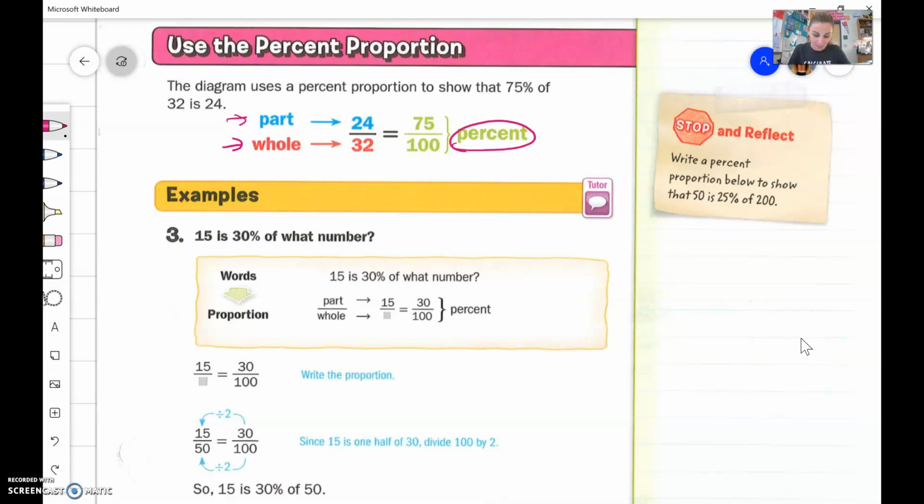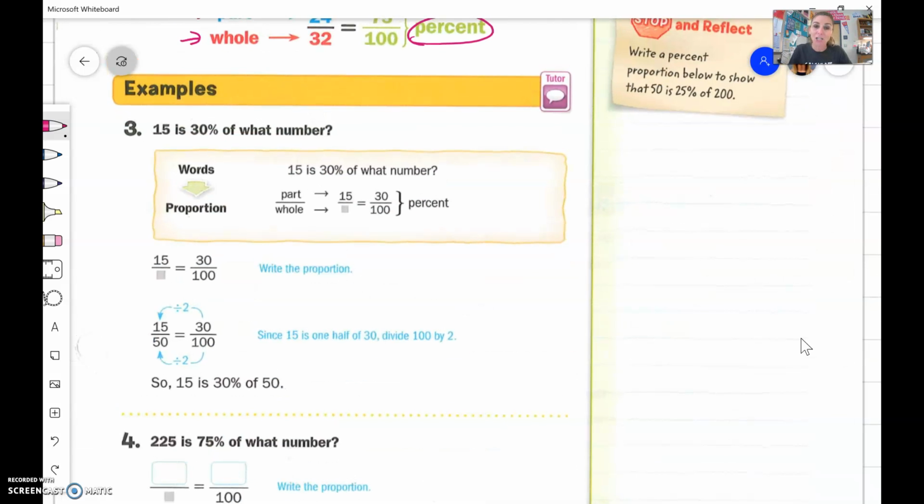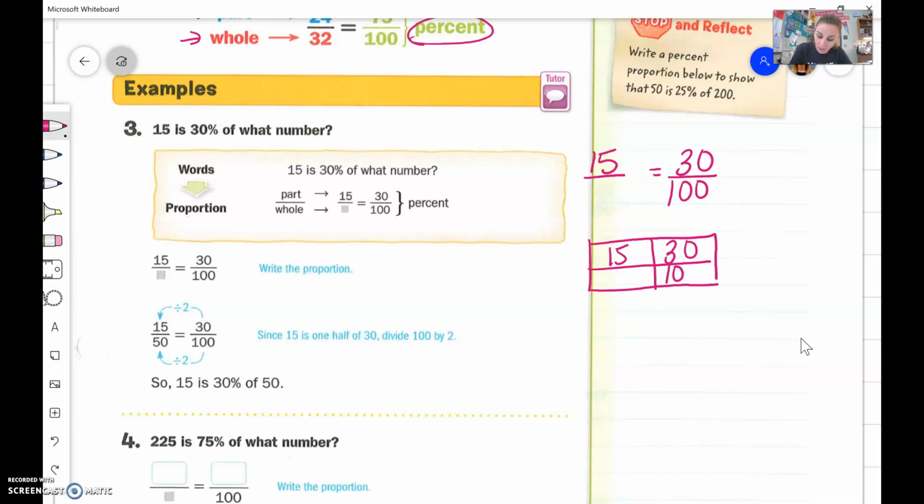So here we go. Let's take a look at this. It says 15 is 30% of what number? So 15 is something over 30%. Well, we know that percent means out of 100, so we set it up just like this. Again, guys, this is where we can do equivalent fractions or we can do a ratio table. 15, 30 over 100. How do I get from 30 to 15? I'm going to divide by 2, and when I divide each of those by 2, I get 50. 15 50ths is the exact same as 30 hundredths.